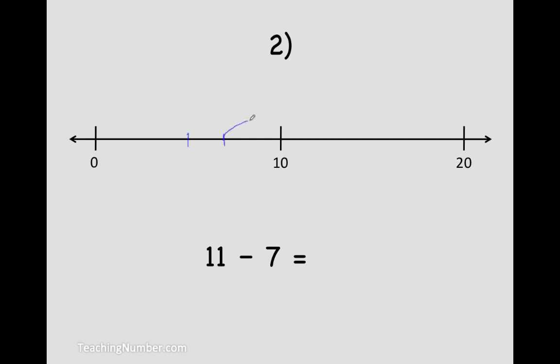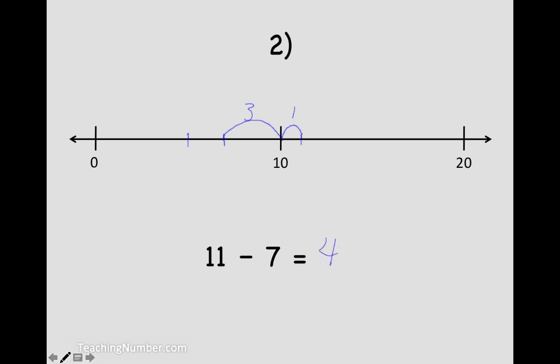And the distance from 7 to 10 is 3. Now I need to find 11. I know that's right next to 10, so I'm going to put that there. The distance from 10 to 11 is 1. So the distance from 7 to 11 equals 3 plus 1, which is 4.